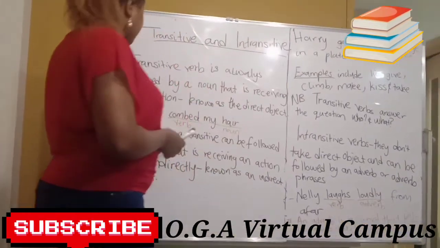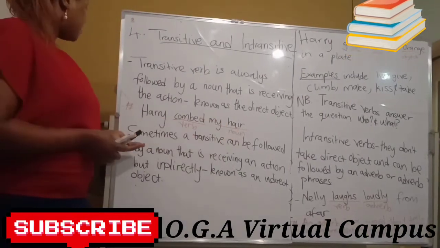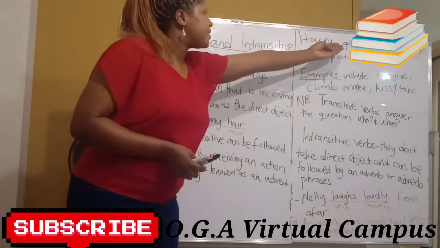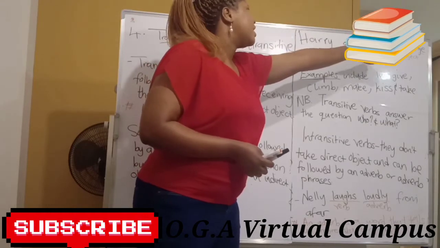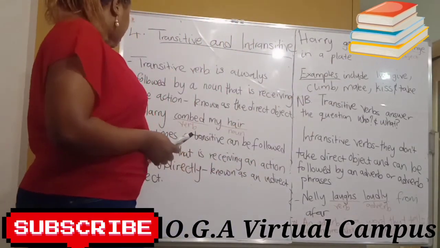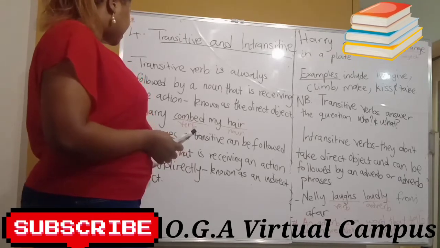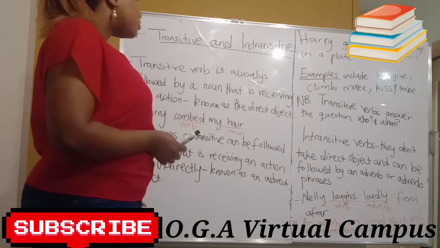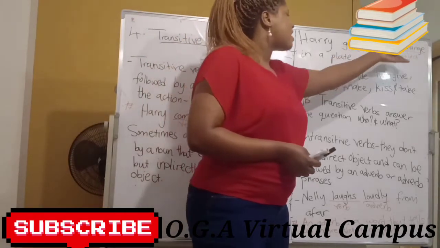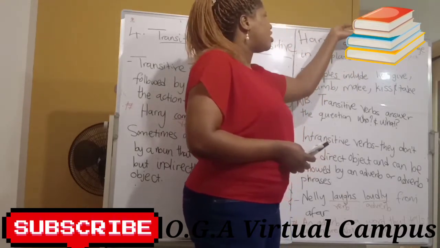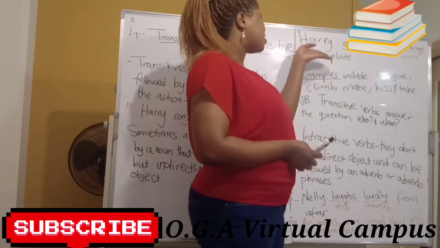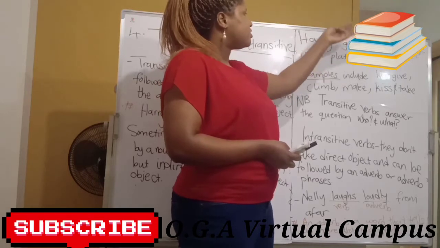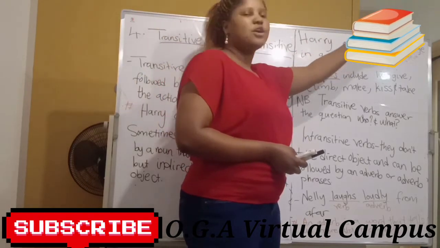So sometimes a transitive can be followed by a noun that is receiving an action. Okay? A transitive verb can be followed by a noun, which is John. Okay? That is receiving an action, but indirectly, known as an indirect object. An indirect object here is the orange. Harry gave John an orange in a plate. So, our transitive verb is gave. Our noun is John, and our object is an orange.